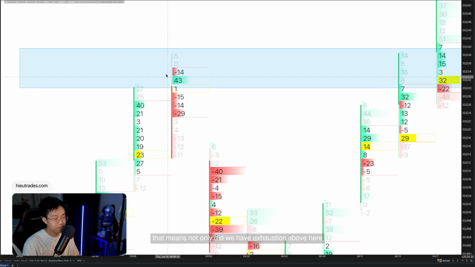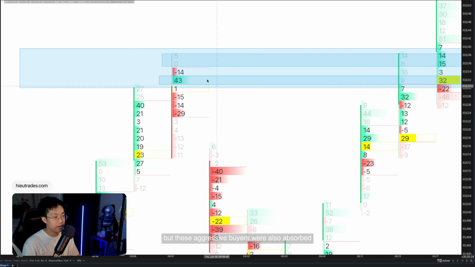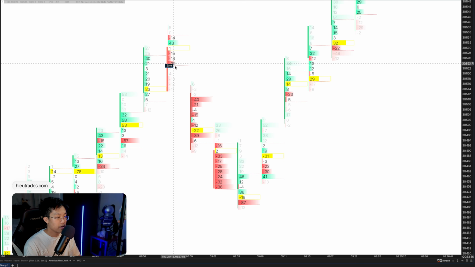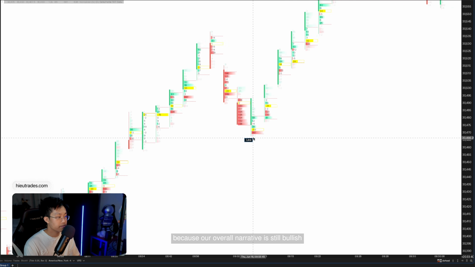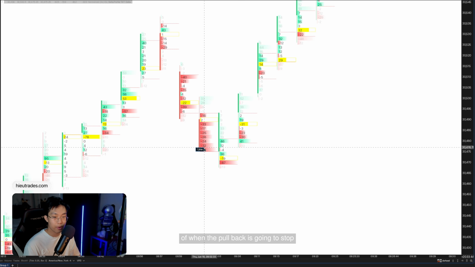So that means not only did we have exhaustion above here, but these aggressive buyers were also absorbed, and we have a potential pullback lower. This is only a pullback because our overall narrative is still bullish, but you can see that in this pullback, it's giving you signs of when the pullback is going to stop, just from these candles right here.